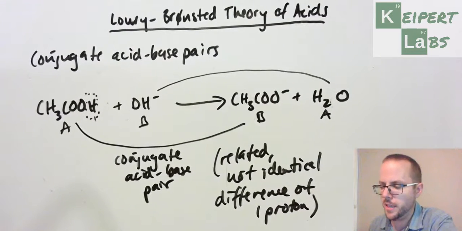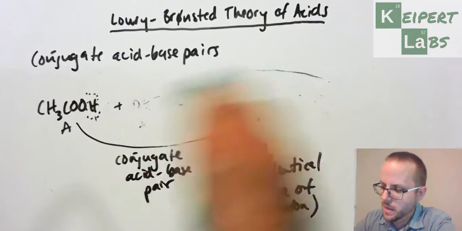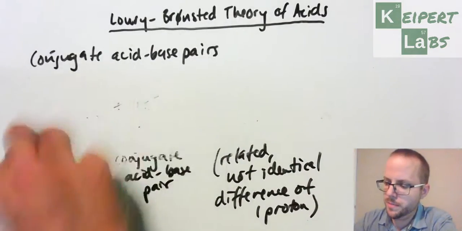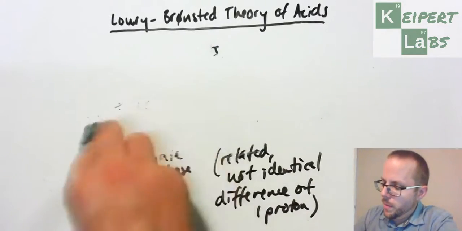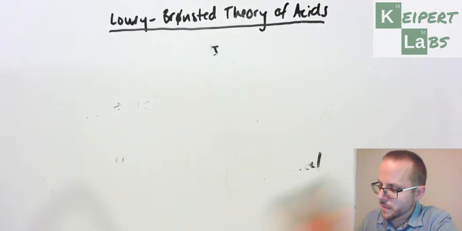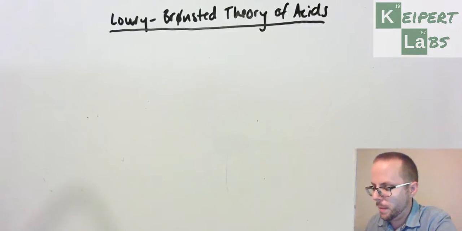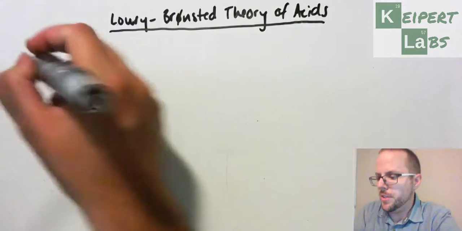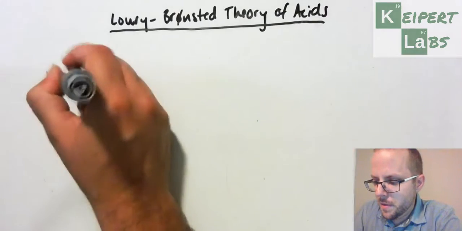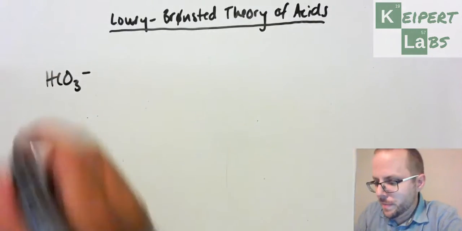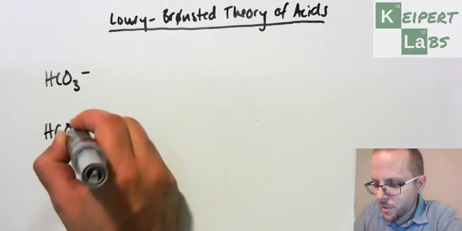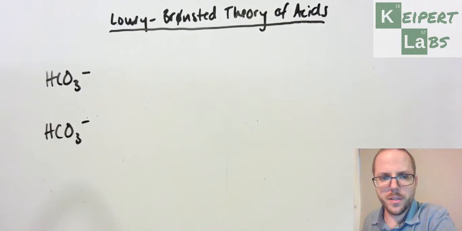Now, we'll discuss conjugate acid-base pairs in a little bit more detail in a follow-up video. So that's just a little introduction. But so what? The last concept that we're going to talk about is this idea of substances being amphiprotic. What I'll demonstrate for you is that this substance, the bicarbonate ion, can undergo two different types of acid-base reactions.